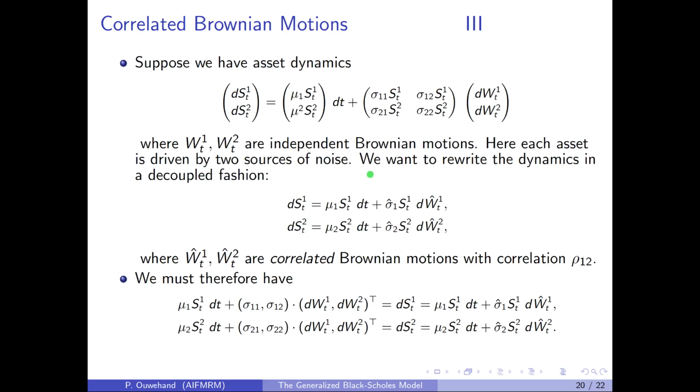We want now to rewrite these dynamics in a decoupled fashion as follows, where each asset has its own one-dimensional Brownian motion driving it, and these Brownian motions, W1 hat and W2 hat, are correlated with correlation rho 1,2. Equating the two expressions for the asset dynamics, we see that we obtain the following. Now we can cancel the dt terms, because these are the same on both sides of the equation, and hence we're left with the following system.